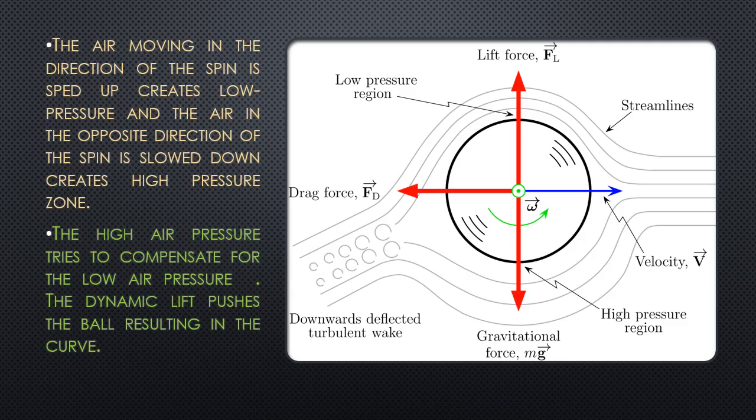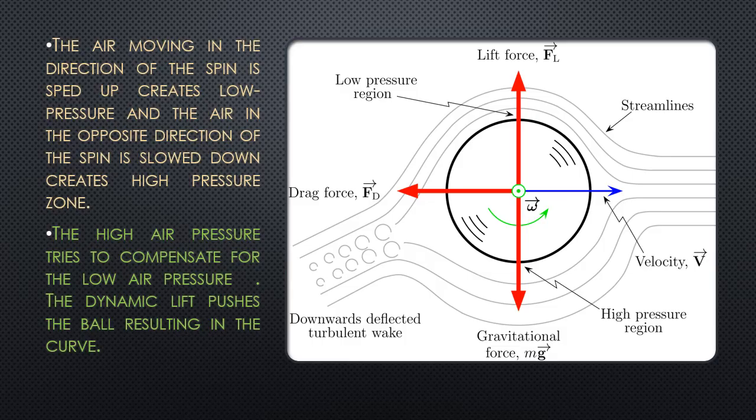The air moving in the direction of the spin is sped up and creates low pressure, and the air in the opposite direction of the spin is slowed down and creates the high pressure zone, which is shown in this picture. The high air pressure tries to compensate for the lower pressure. The dynamic lift pushes the ball, resulting in the curve.